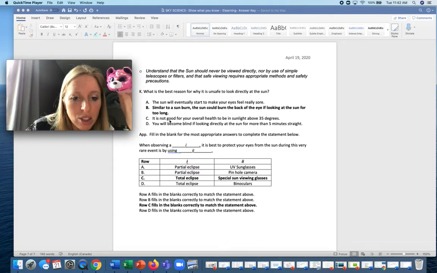Okay, it's not good for your overall health to be in the sunlight above 35 degrees.